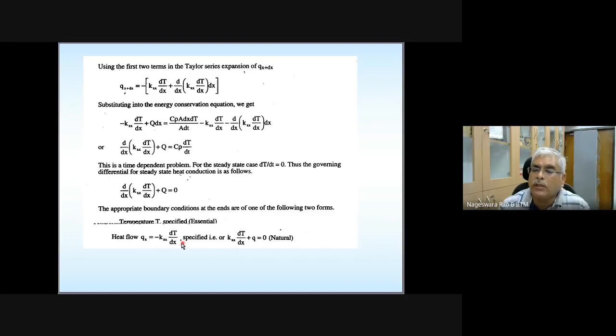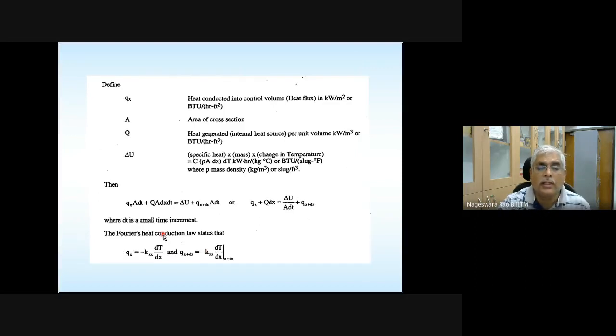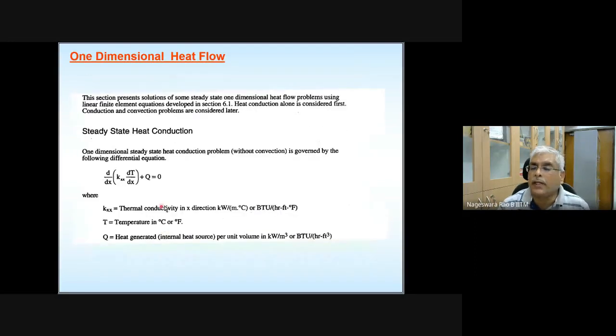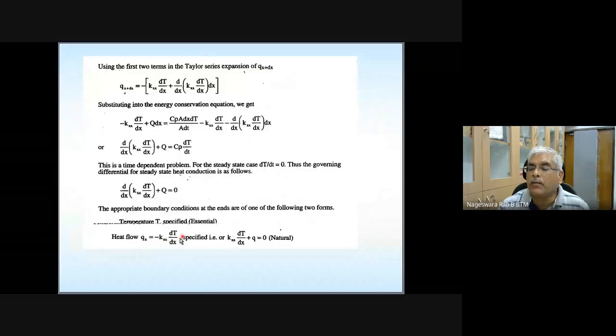What is heat flow? Heat flow is given by this thermal conductivity multiplied by the gradient of temperature. That is your heat flow. So this is how the natural boundary conditions look for a steady state heat conduction problem. This is how the boundary conditions are defined.